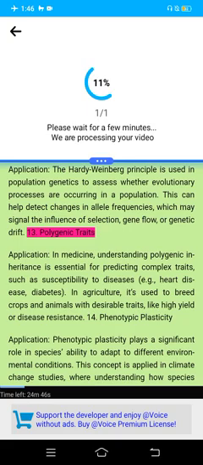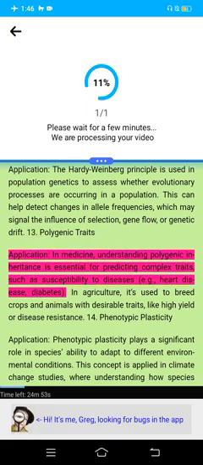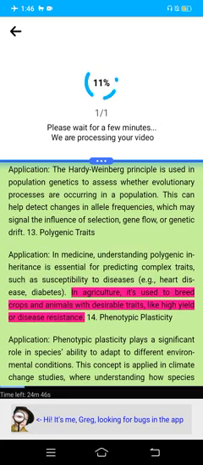13. Polygenic traits. Application. In medicine, understanding polygenic inheritance is essential for predicting complex traits, such as susceptibility to diseases, e.g., heart disease, diabetes. In agriculture, it's used to breed crops and animals with desirable traits, like high yield or disease resistance.